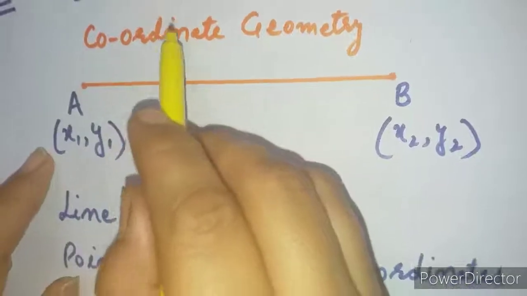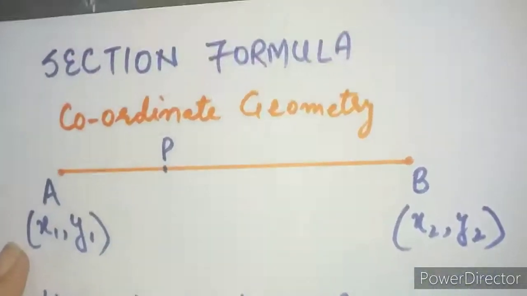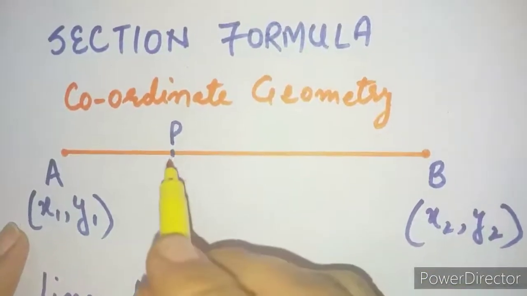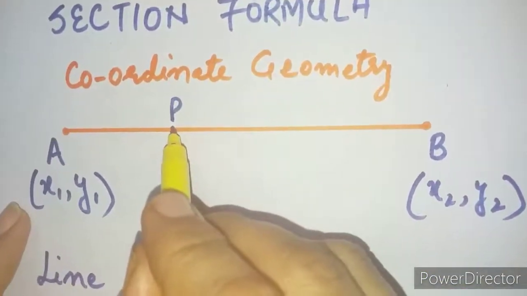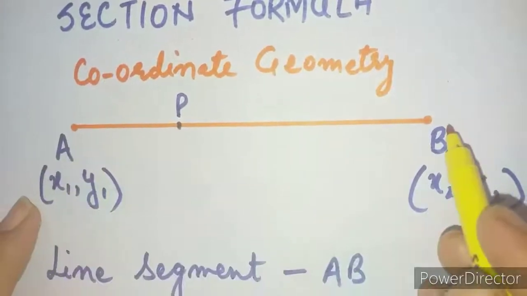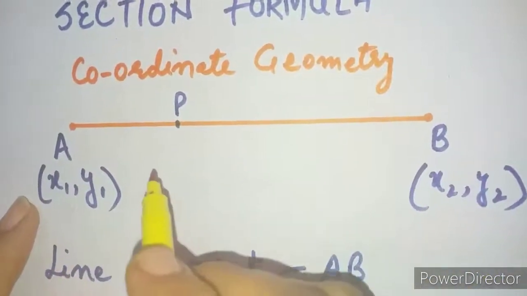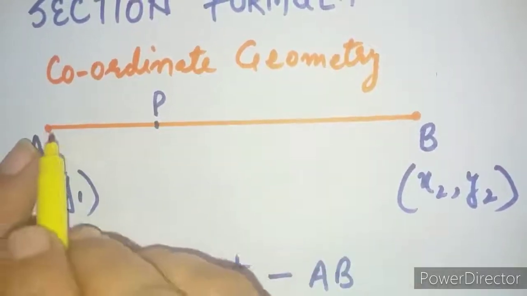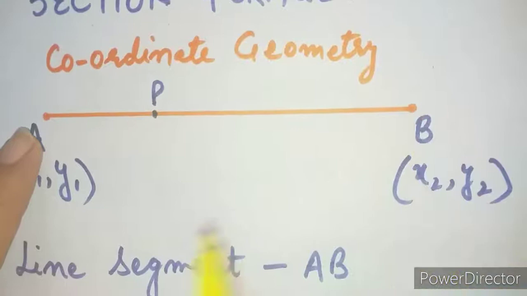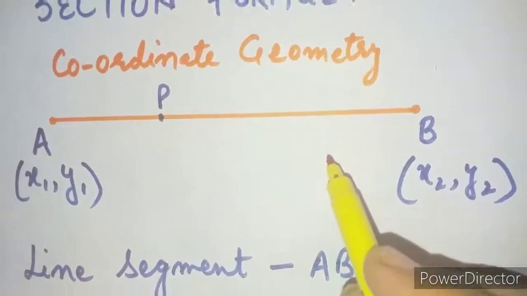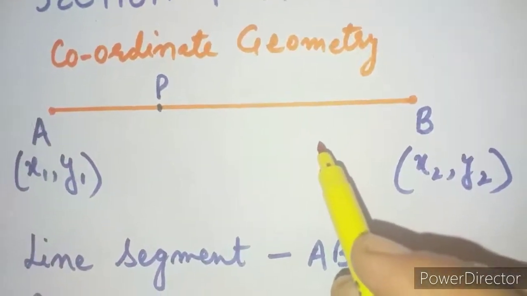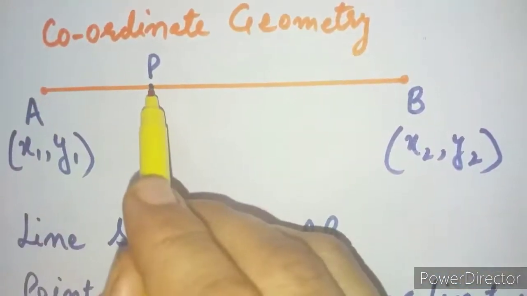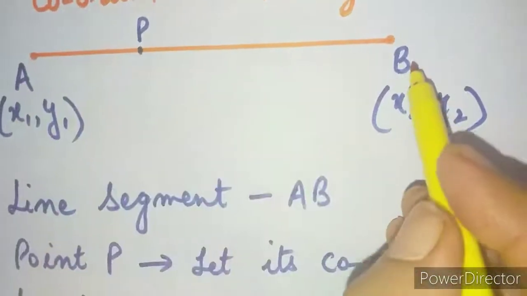Now what does this section formula do? This section formula will be used to find the location of this point P that was dividing our line internally. There is one most important word, internal division. Internal division means point P is lying on the line AB. In higher classes you will get to understand the meaning of external division also, but that is not in our course. We will discuss internal division only. Point P lies on the line AB.